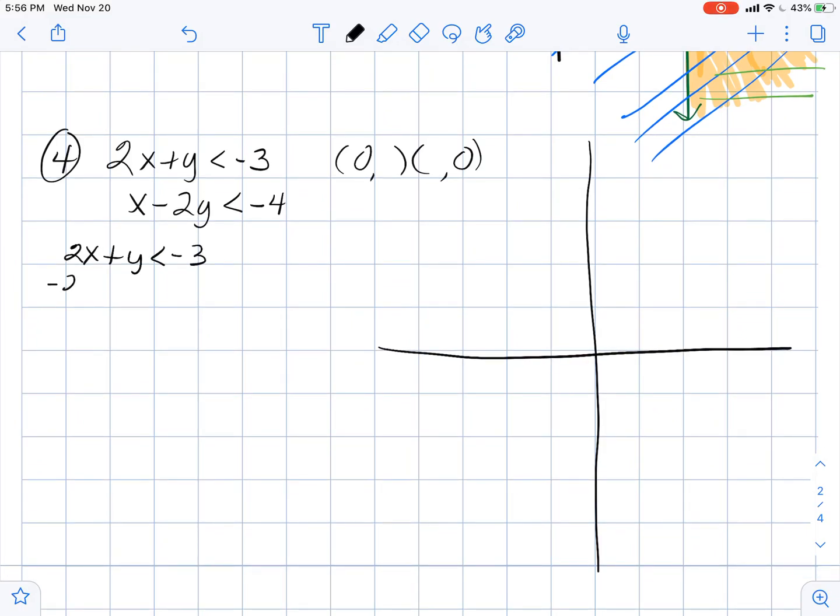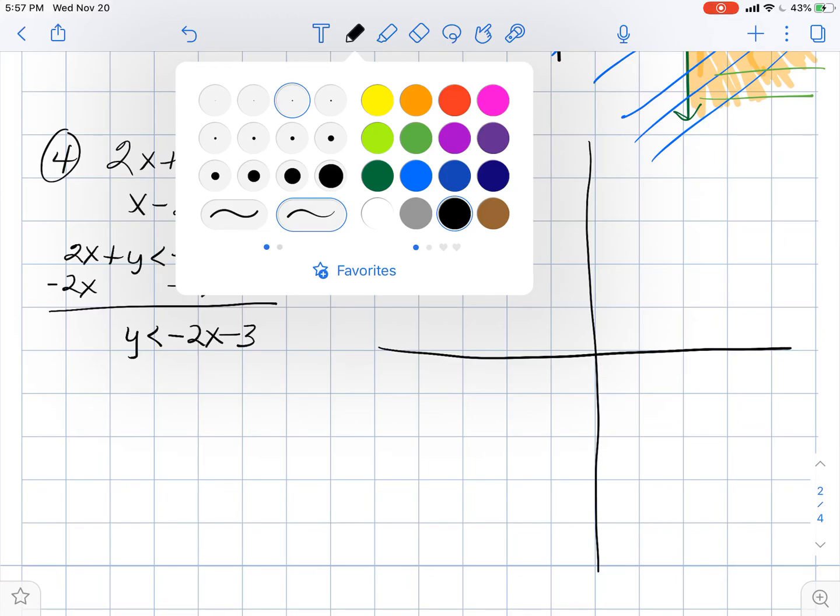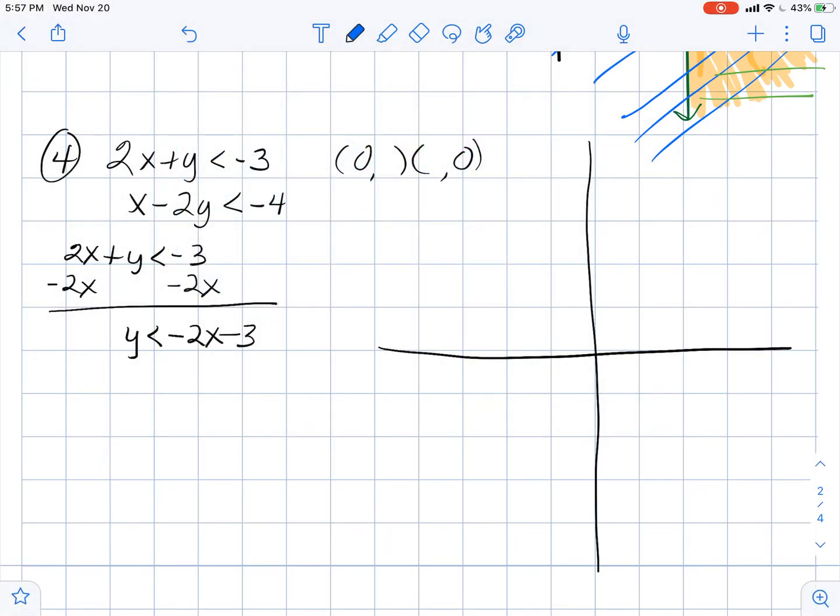So I'm going to move my 2x over to the other side. And again, remember we always move the x first. And then I'm going to put it in mx plus b form, slope-intercept form. And so there's my equation, which means when I go to graph, my y-intercept is going to be a -3.